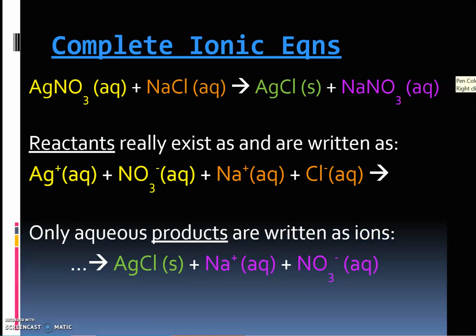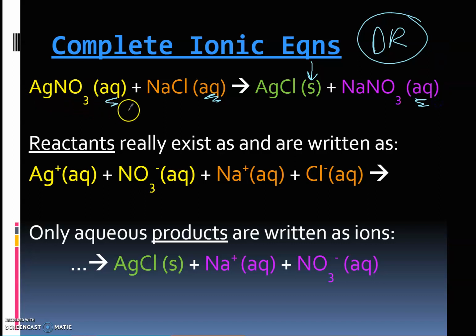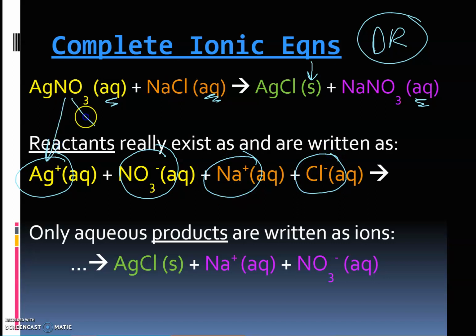Okay, so this is what we're doing for a complete ionic reaction. If we have AgNO3 aqueous and NaCl aqueous makes AgCl solid, this is our precipitate, and NaNO3 aqueous. What we're doing is anything that is aqueous in this double replacement reaction gets broken up. So AgNO3 is actually going to be Ag plus aqueous and NO3 minus aqueous. NaCl is really Na plus aqueous and Cl minus aqueous. These guys get broken up.